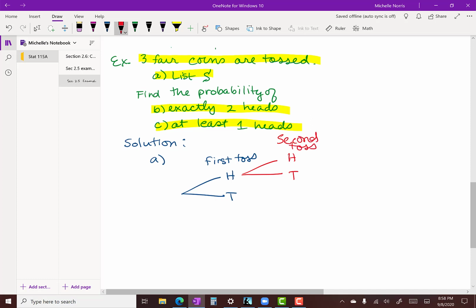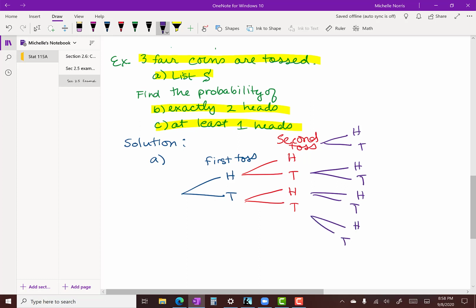And if on the first toss we got a tails, then on the second toss, we could get a heads or a tails. And then finally, one more set of branches for the third toss. We're going to get heads, tails, heads, tails, heads, tails, and heads, tails. So to get all of the outcomes, we just need to follow these branches across. So for this first branch, we're going to get heads, heads, heads. That's an outcome, so I'm going to write that to the right.